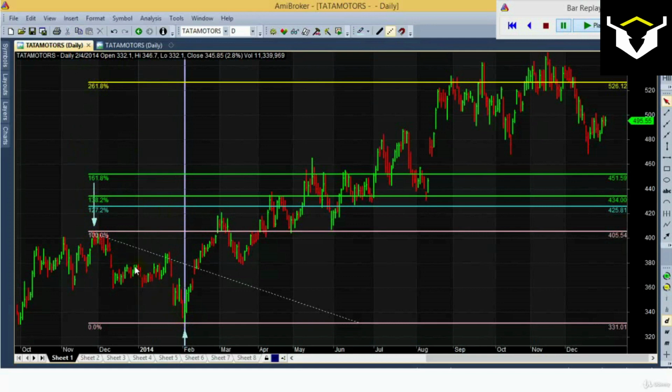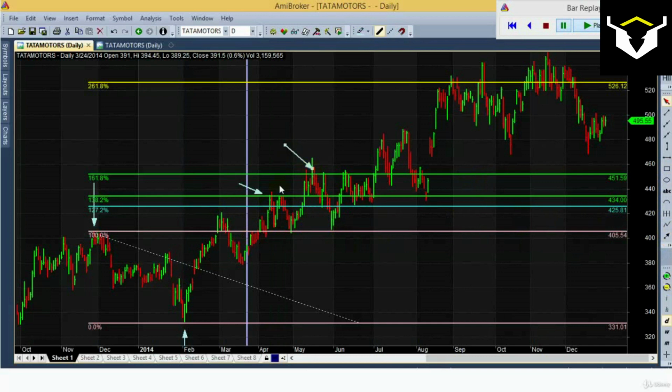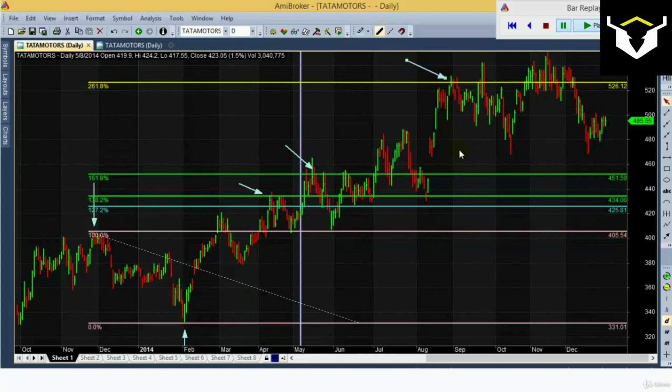For this range of price, I plot extensions in the future and you can see prices first found resistance, making a double top in the zone of 138.2 to 127. Then prices found resistance at 161% as well, you can see, and then prices found resistance at the 261.8 level as well.